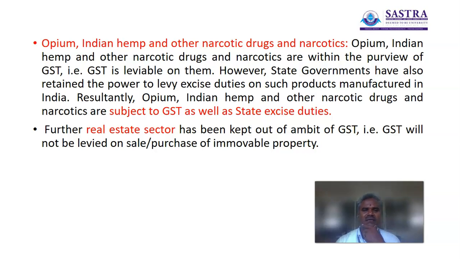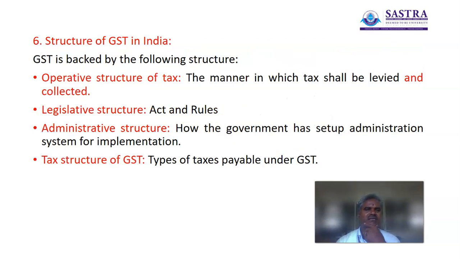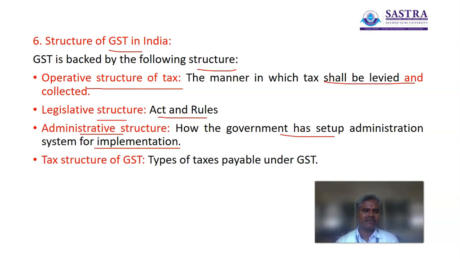Then nothing in this slide. Okay, structure of GST in India. GST is bracketed by the following structure: operative structure of GST, the manner in which tax shall be levied and collected; legislative structure, act and rules; administrative structure, how the government has set up the administration system for implementation; tax structure of GST, types of taxes payable under GST. So this is the structure.